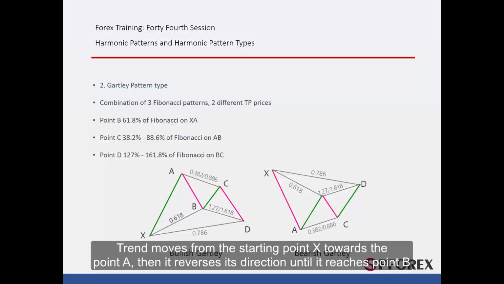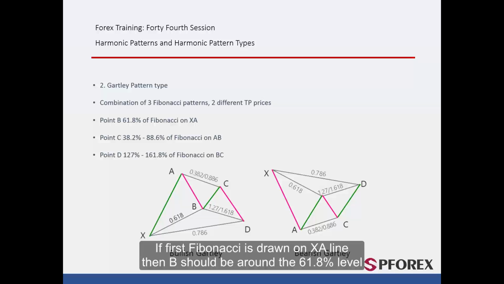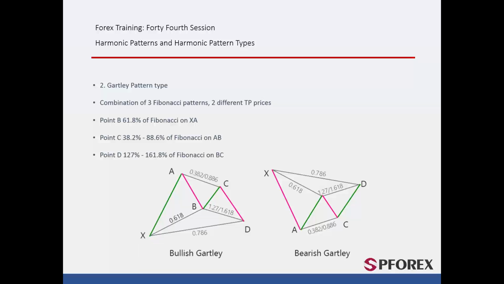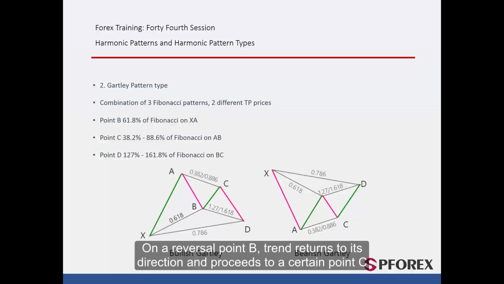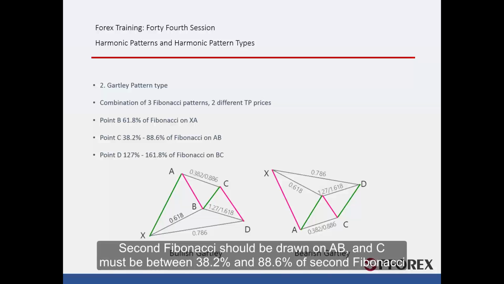The trend moves from the starting point X toward the point A. Then it reverses its direction until it reaches point B. If the first Fibonacci is drawn on the XA line, then B should be around the 61.8% level. On reversal point B, the trend returns to its direction and proceeds to a certain point C. The second Fibonacci should be drawn on AB, and C must be between 38.2% and 88.6% of the second Fibonacci.